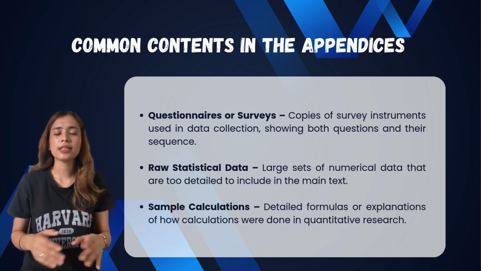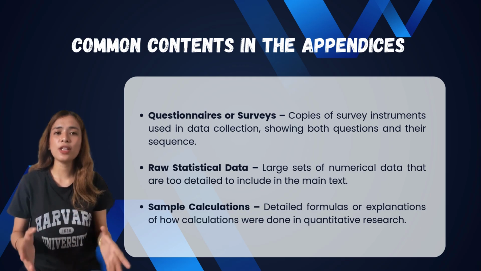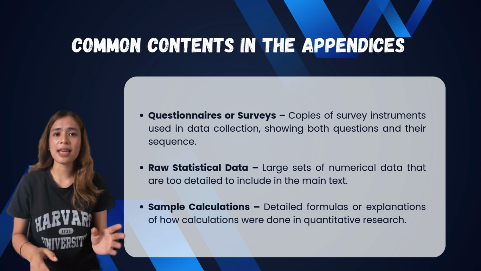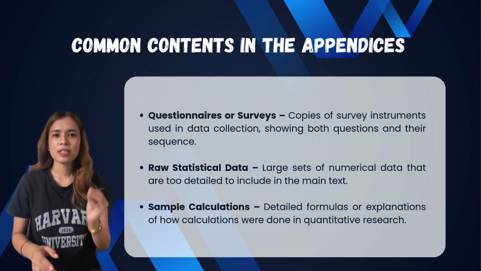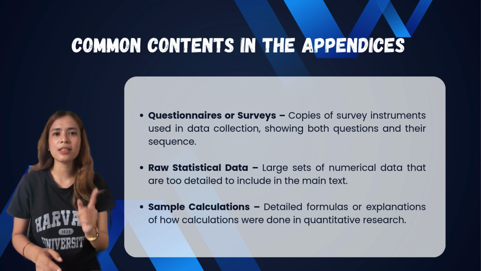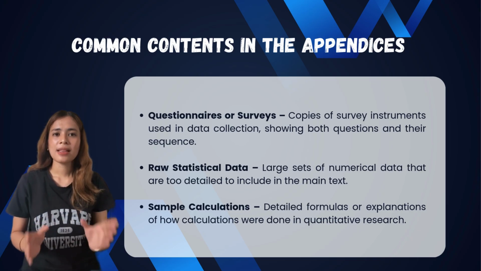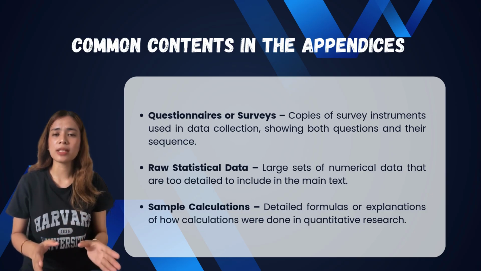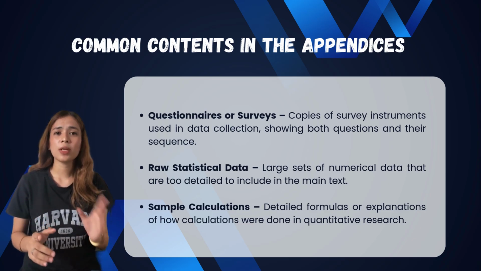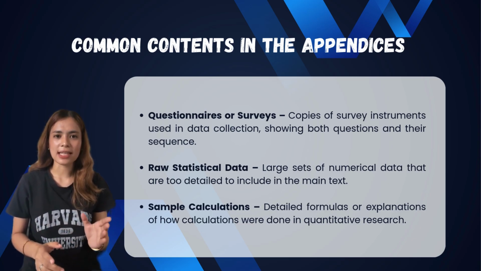Next is raw statistical data. So this can include any numerical data that is too lengthy to include in charts or tables and is entirely within the text. So this is important because the entire source of data should be included even if you are referring to only certain parts of a chart or table in the text of your paper. Lastly is the sample calculation. This can include quantitative research formulas or detailed descriptions of how calculations were used to determine relationships and significance.